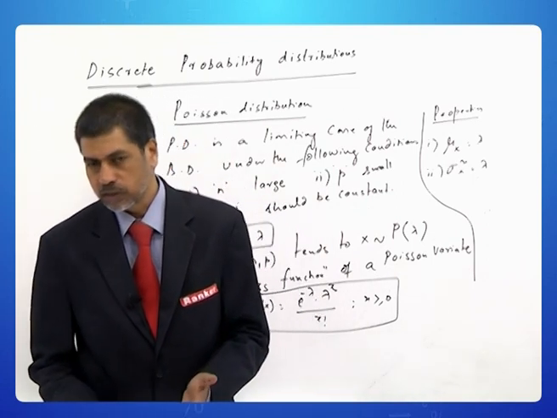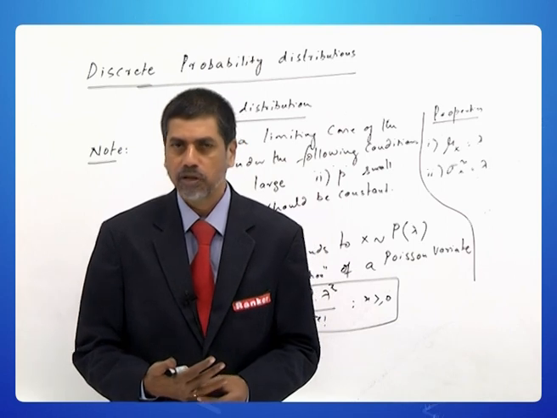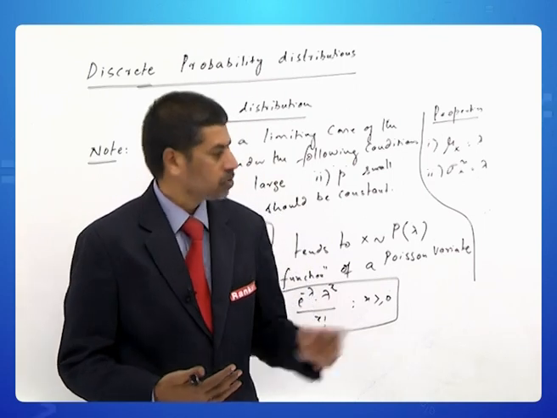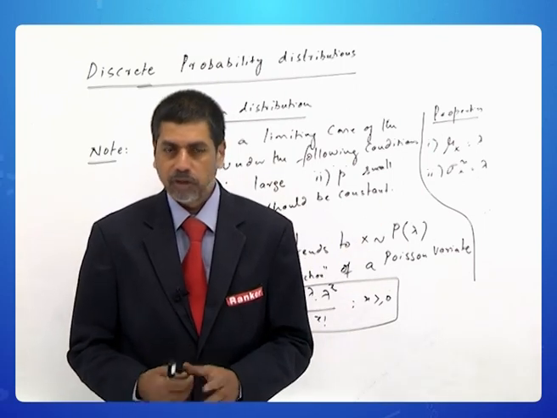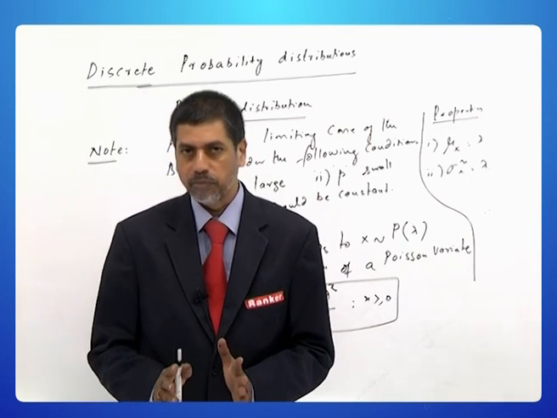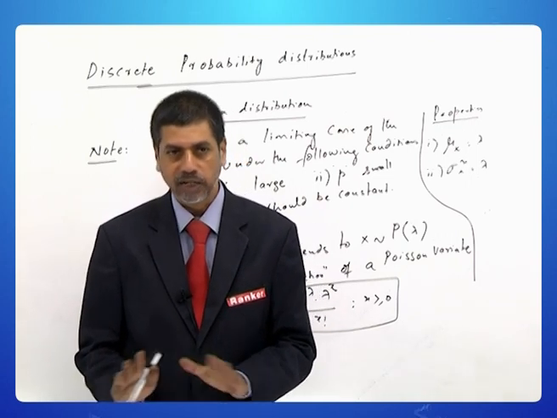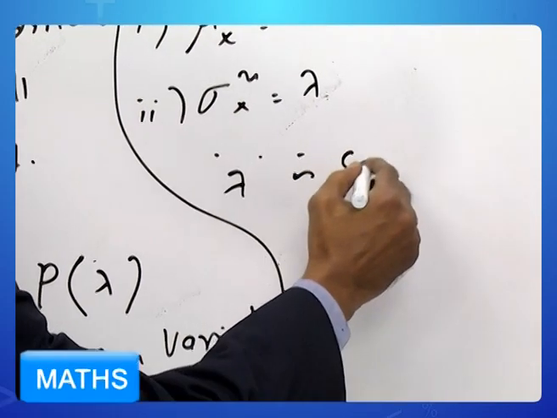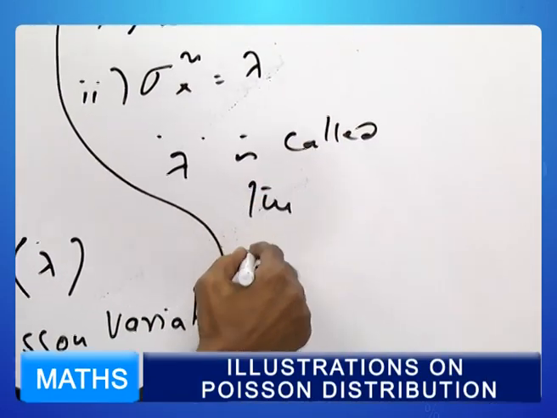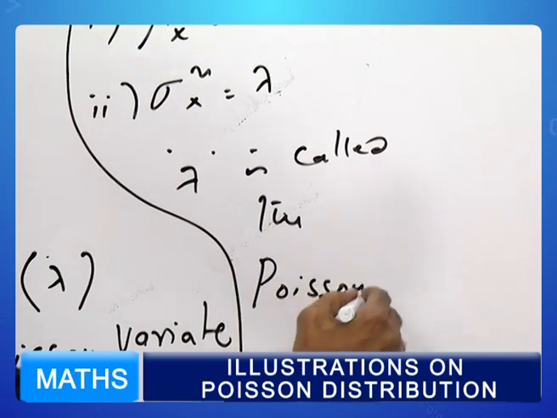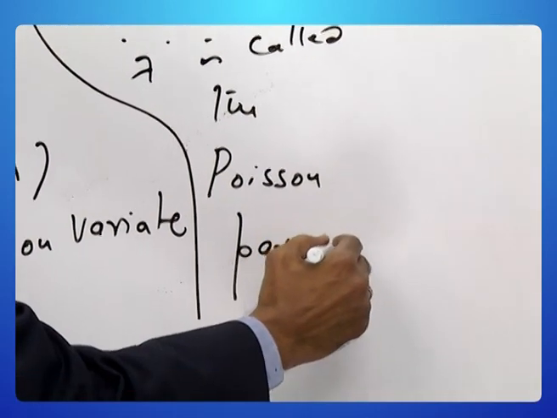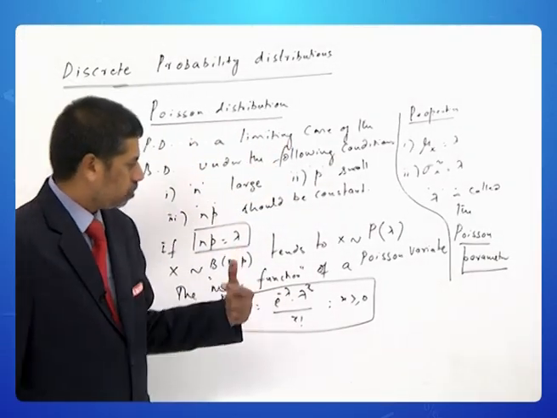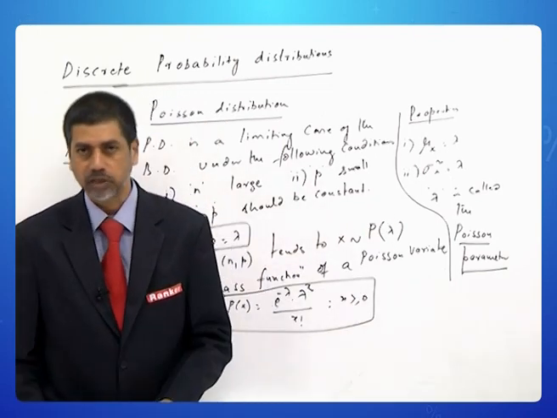In fact, you should observe that when you come to continuous distributions, even though we may not study them, there is a distribution called the exponential distribution which almost has similar properties. But let us remember one thing, binomial mean and Poisson mean and Poisson variance are exactly equal to the parameter. Lambda is called the Poisson parameter. So the problems will be based mostly on the mass function and the mean and the variance and so on and so forth.